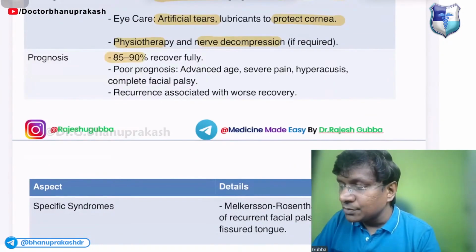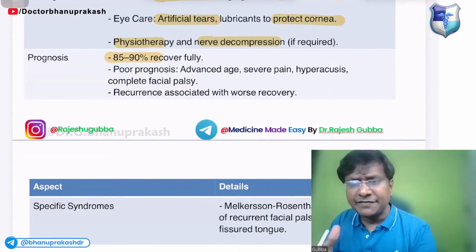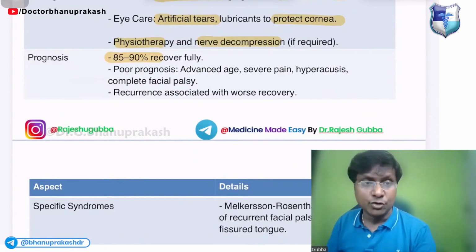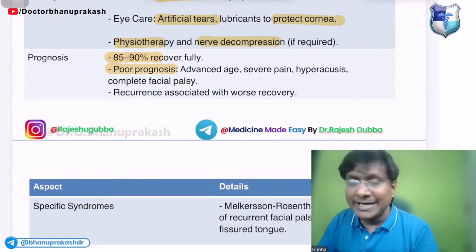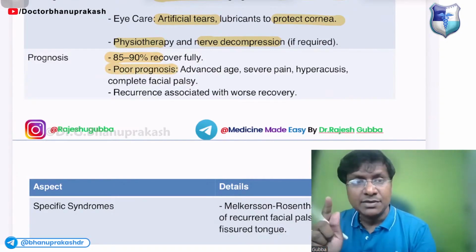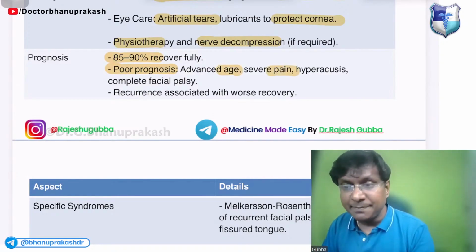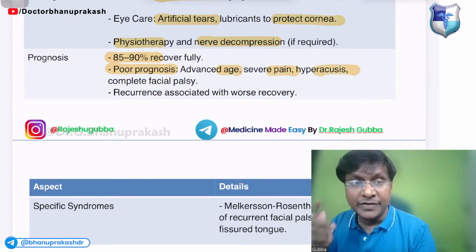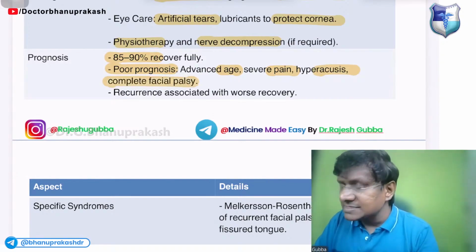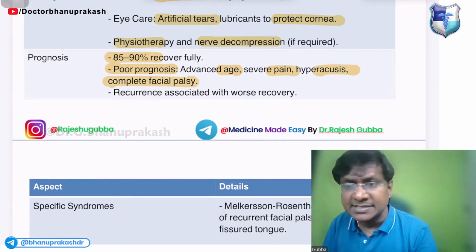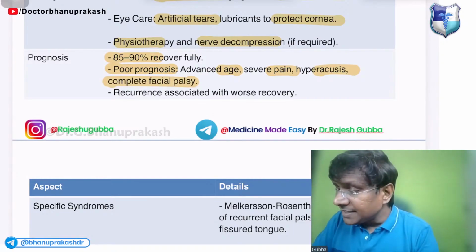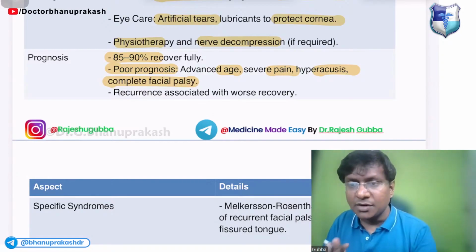And how is the prognosis in Bell's palsy? 85 to 90%, they'll have good prognosis. But some individuals have poor prognosis. They are the ones with advanced age, those individuals who are having severe pain, those individuals where there is damage to stapedius causing hyperacusis, and where there is complete facial palsy, they are said to be having poor prognosis. Okay. And recurrence, it is less common, not very common.